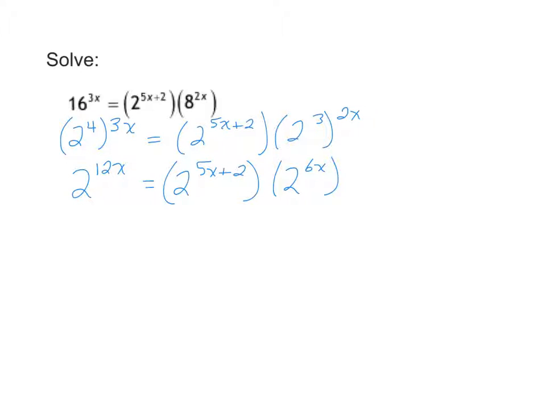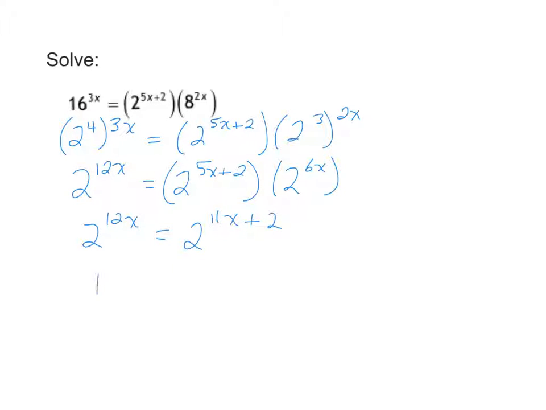And what do you do with the exponents when you multiply powers with the same base? Add the exponents. So that's why it's so important that you get it to that point where it's just 1 power on each side. Because if you got rid of the bases now, you'd think you'd have to multiply 5x plus 2 times 6x, but you don't. You add them. So this is 2 to the power of 12x equals 2 to the power of 11x plus 2. Add the exponents.